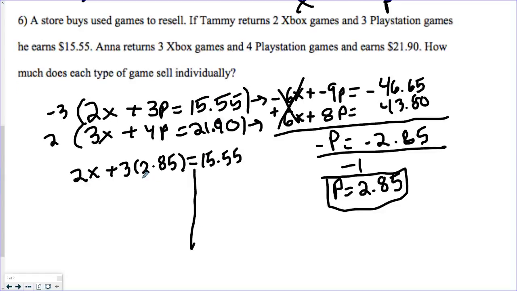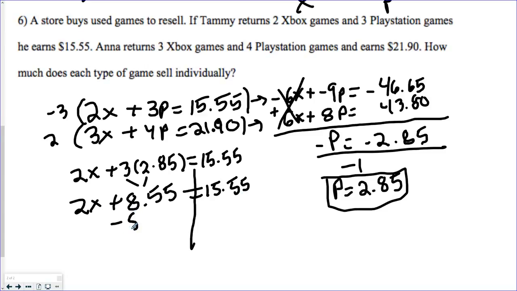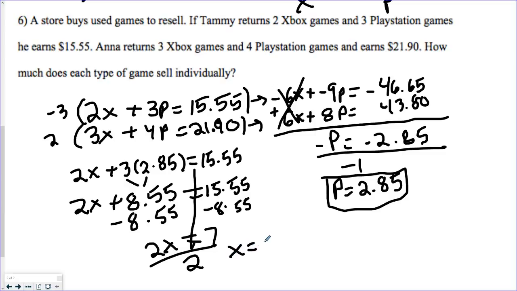And so then I can multiply this out here because I know what 3 times 2.85 is. Again, you don't want to move anything until you have everything on one side squared away. So 3 times 2.85 is going to give me 8.55. Bring down the 2x and the 15.55. And then you want to solve for x, so you're going to subtract the 8.55 first. That'll give you 2x over here. And now you're going to subtract 8.55 from 15.55, which gives you a nice even 7. And then divide by 2, and you get x is 3.50.